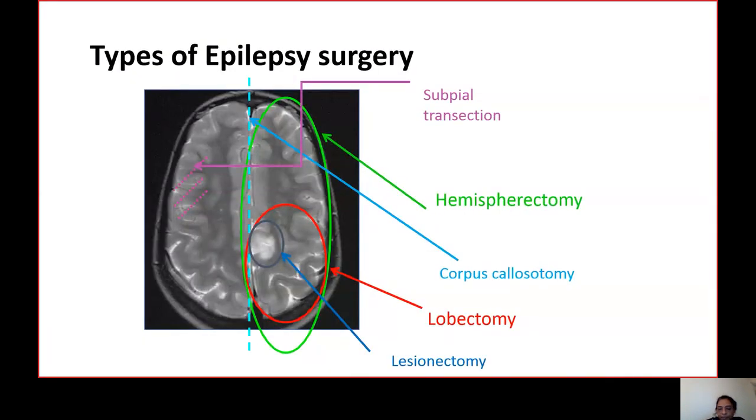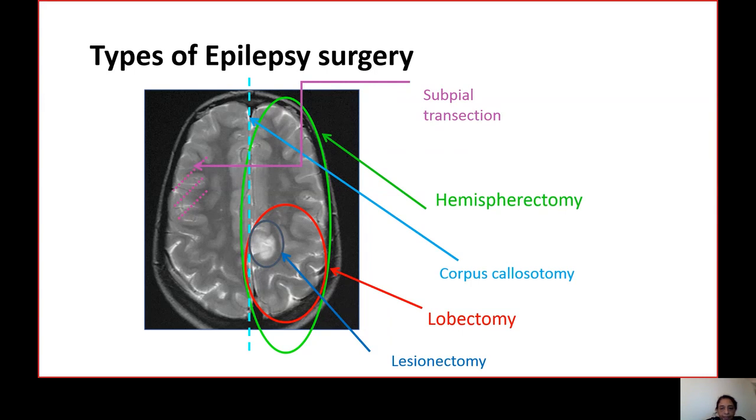see the picture here, where in blue I have shown that there is a lesion, that's a glioma. So if you have a tumor, you can take off the tumor, which is called a lesionectomy, and then the whole lobe can be taken off, which is called a lobectomy, especially in temporal lobe seizures. And then you can see in green is the hemisphere. If you have a hemispherical problem, like in Sturge-Weber syndrome, I'll show you the pictures later, you can take that hemisphere off, or you can structurally disconnect it. So you don't take it off physically, but you structurally disconnect it.